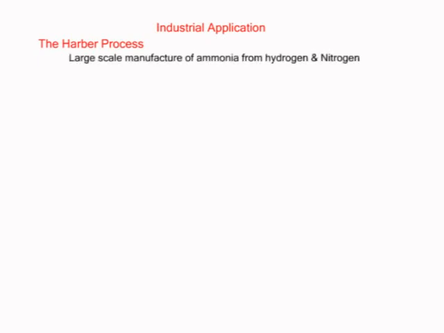Now finally we look at some industrial applications of chemical equilibrium. And the first process is the Haber process. Now the Haber process is the large-scale manufacture of ammonia. How? By combining nitrogen and hydrogen gases. Now the reaction is shown by the following equation.